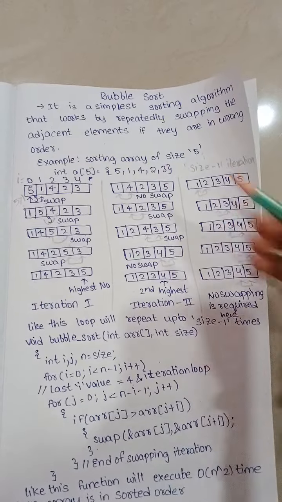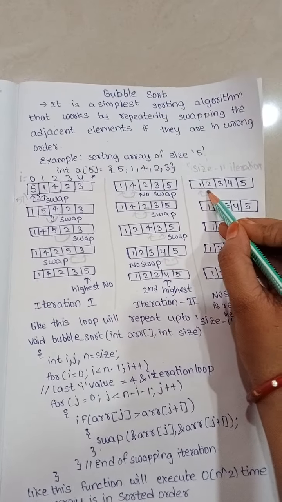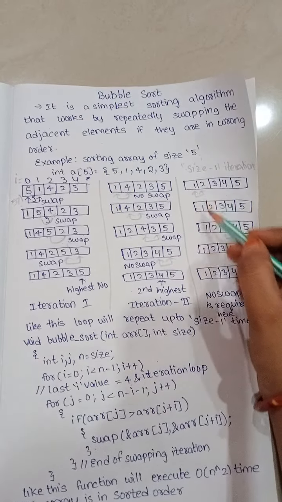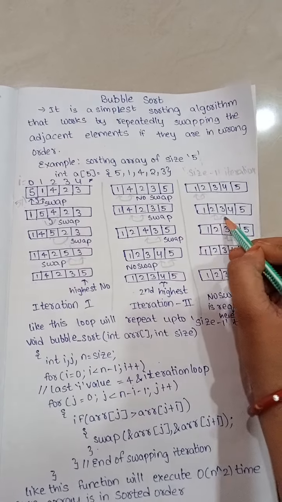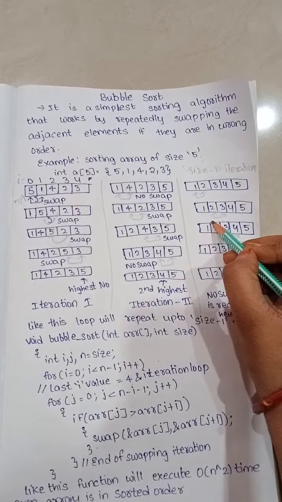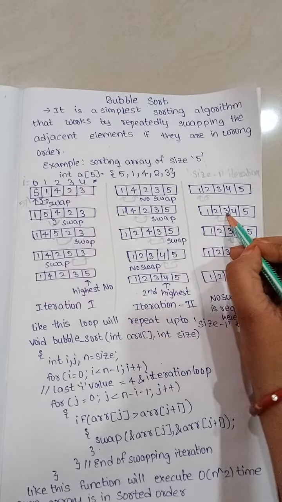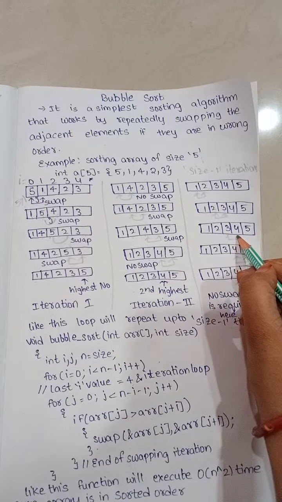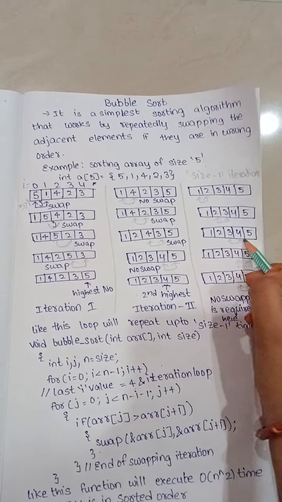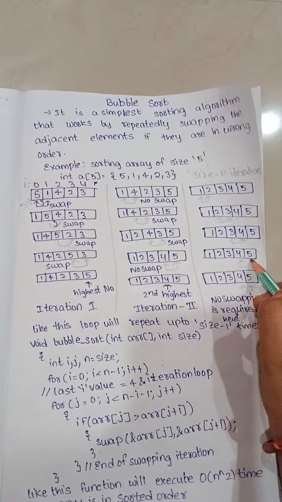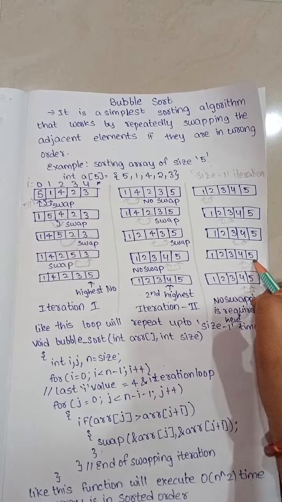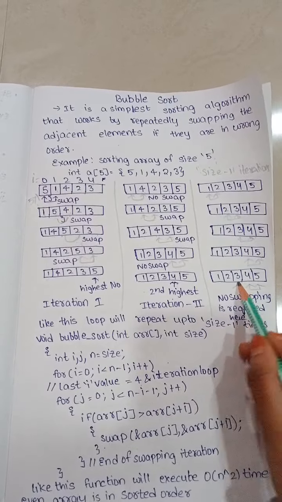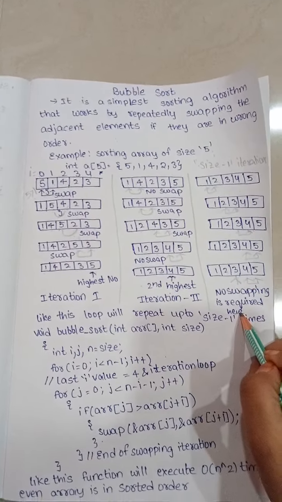Next one is the third iteration. Here I am comparing 1 with 2. Here no need to swap because 1 is smaller than 2. And again I am checking 2 with 3. Here also I need no swapping because 2 is smaller than 3. And I am checking 3 with 4. Here also no need for swapping because 3 is smaller than 4. And I am checking 4 with 5. Also no need of swapping. And we are getting the third highest number in third place in the third iteration.